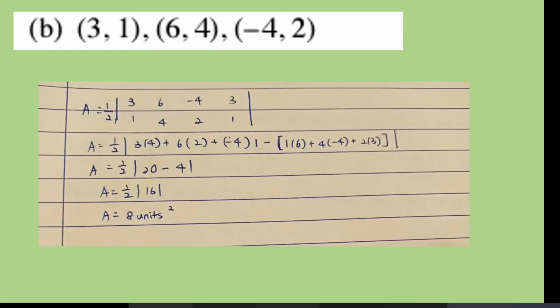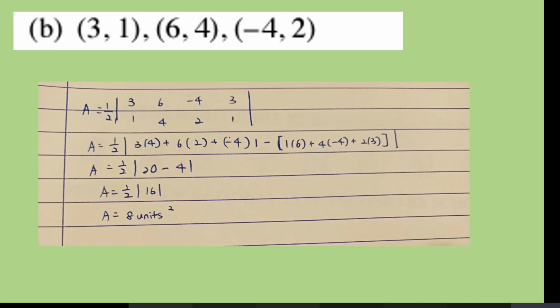Given, and the vertices given are (3, 1), (6, 4), and (-4, 2). So first what I did was I write A equals to 1/2 and then the modulus, and then I list them according to x1, y1, x2, y2, x3, y3, and then I repeat the first vertex, which is x1, y1, and then I close the modulus. Then I have A equals to 1/2 modulus, 3 times 4 plus 6 times 2 plus -4 times 1, minus the bracket 1 times 6 plus 4 times -4 plus 2 times 3, and then I close the bracket and then close modulus.